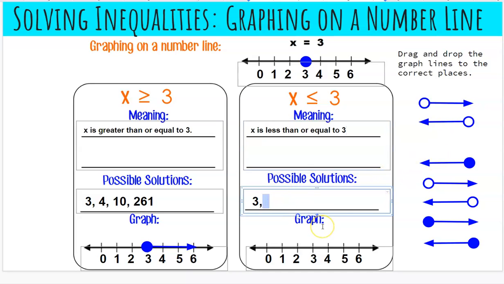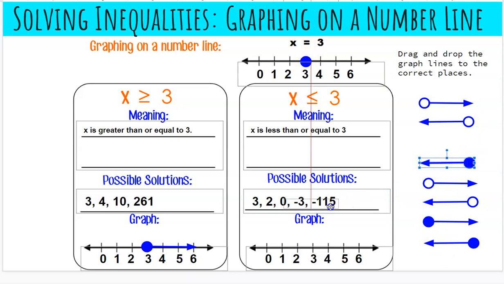What are the possible solutions? Since it is or equal to 3, it can definitely be 3, but it could also be 2. It could be 0. It could be negative 3. Any of the negative numbers. It could be negative 115, because it is less than. Since it is or equal to, that means it includes 3. That means the dot needs to be closed in, just like it was whenever x equaled 3.